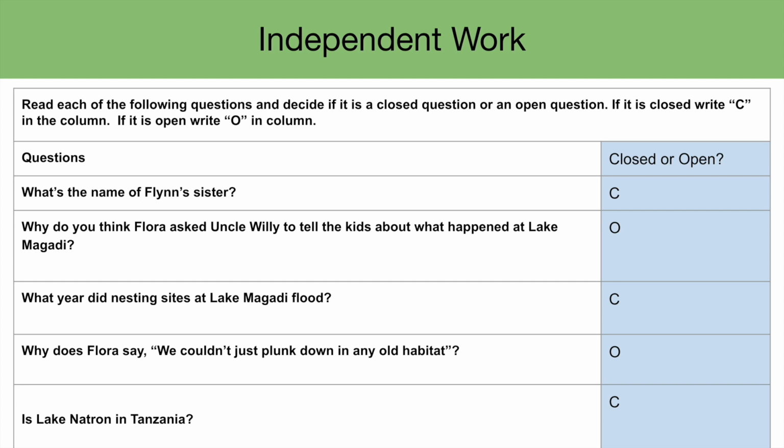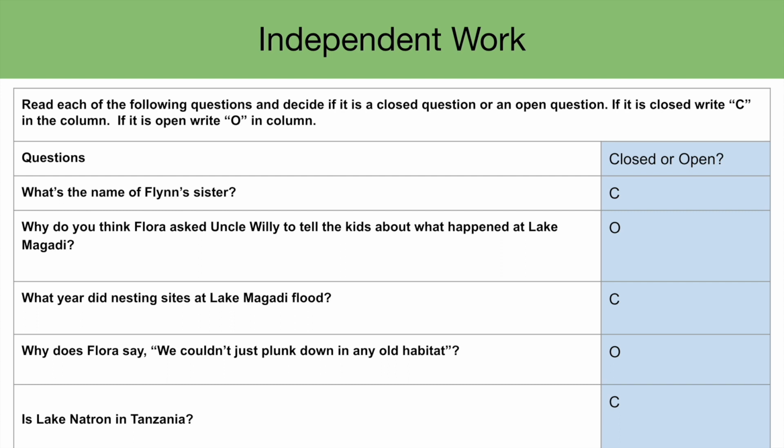Next question. Why do you think Flora asked Uncle Willie to tell the kids about what happened at Lake Magadi? This is an open question because it can have more than one correct answer. What year did the nesting sites at Lake Magadi flood? This is a closed question because it will require simply naming the date.